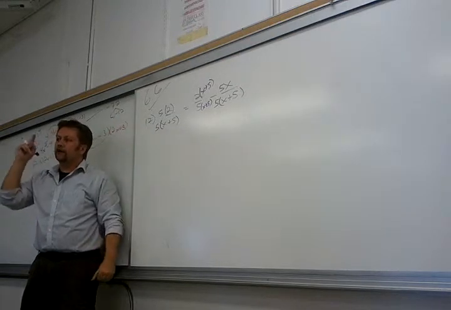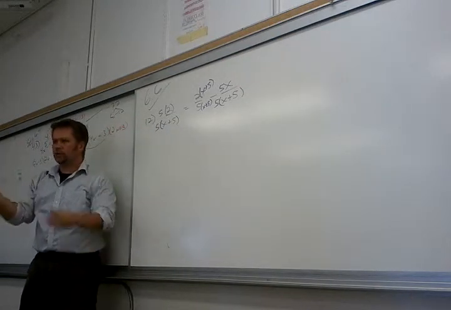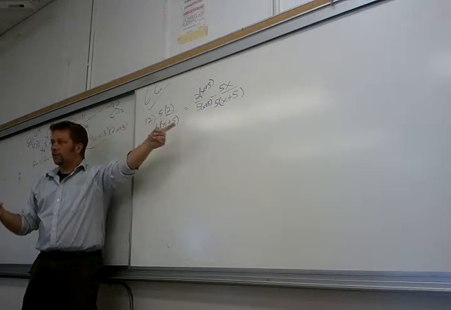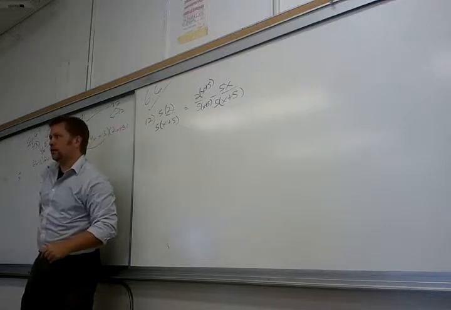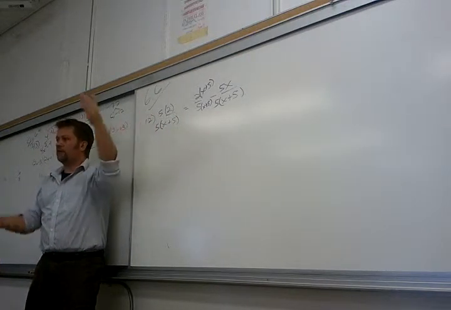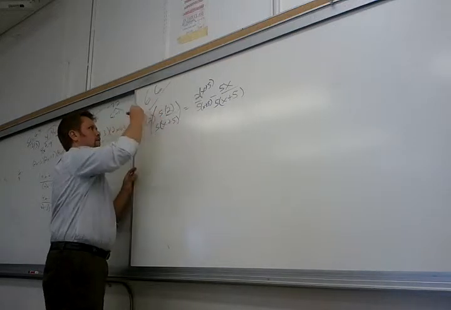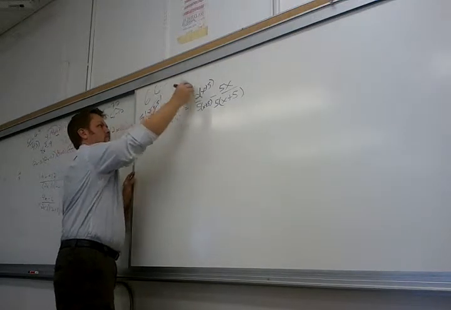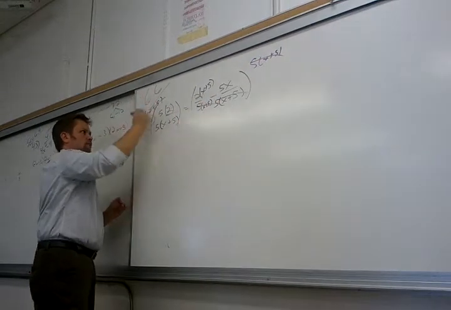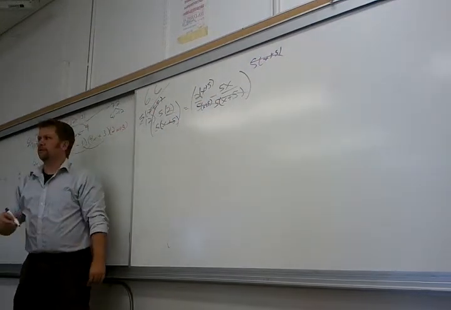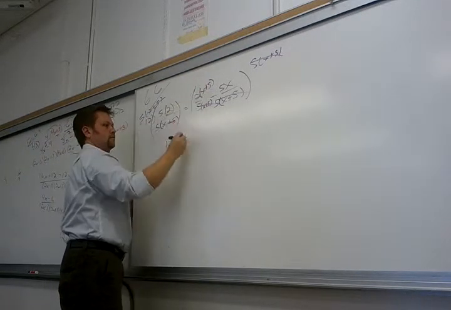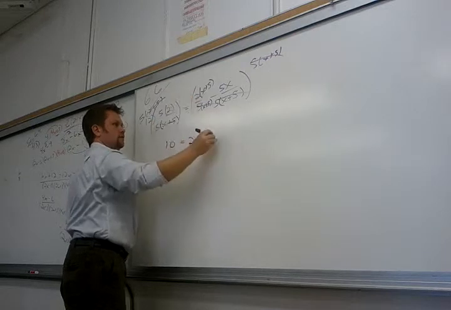Now here's the neat thing about equations. Only in equations, because you have two sides to balance yourself out. What can you do in an equation that you can't do here? Do things to both sides. I can kill the denominators. If I multiply both sides by 5x plus 5, doesn't that cancel? Yes. So what's left? 10 equals 2x plus 5. 2x plus 10, yeah.